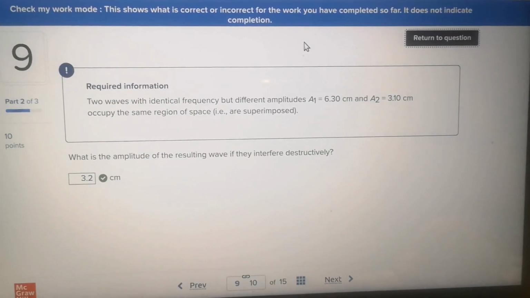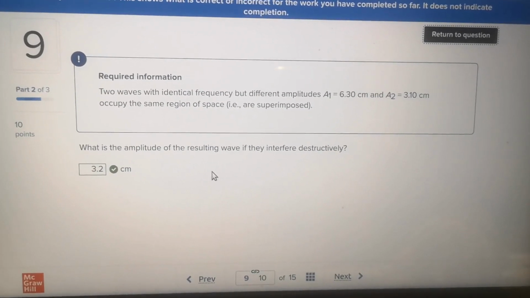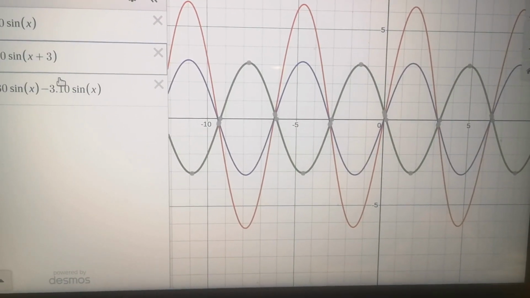Question 9 is very similar to question 8. In this case, they just interfere destructively, so you just take away their amplitudes, and that's pretty much it. You can see how it's done here in the graphing calculator.